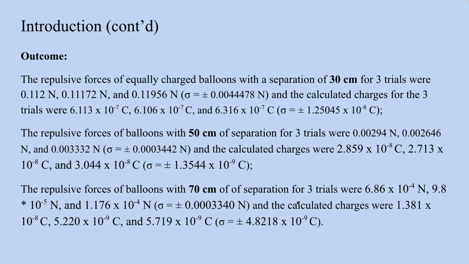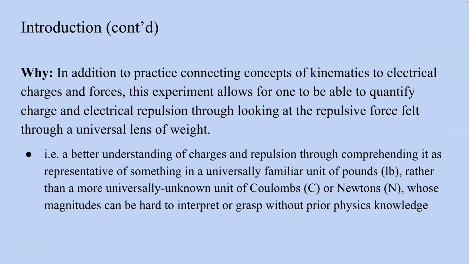Shown here is our outcome for three different distances that we looked at with three trials occurring for each of the distances. We calculated the repulsive forces of each of the trials, as well as the standard deviation between all of the trials, as well as calculating the charge algebraically for the three trials, again, with the standard deviation shown. So we did this to get a better understanding of charges and repulsion through a visualization rather than just a bunch of words like coulombs or newtons.